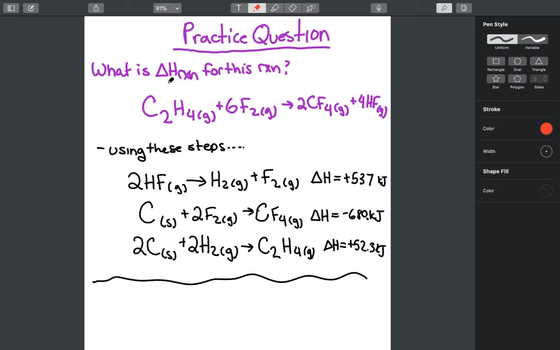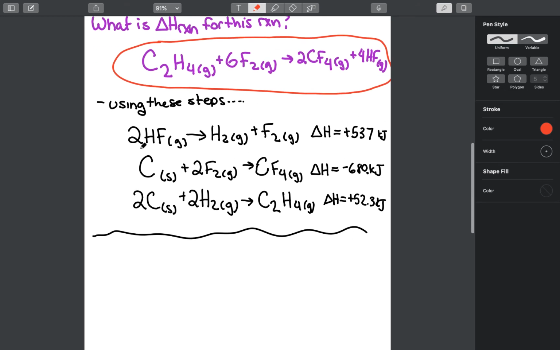Okay, so this right here is our overall reaction. So when we sum all of these individual reactions together, we want to get this overall reaction as our result. So let's start off with the first reaction here. So let's take a look at our overall reaction. So in the overall reaction, we see here that the hydrofluoric acid, the gaseous hydrofluoric acid, is on the product side. However, in this reaction, it is on the reactant side. So in order to get this hydrofluoric acid from the reactant side to the product side, we just have to flip this reaction. So let's do that.